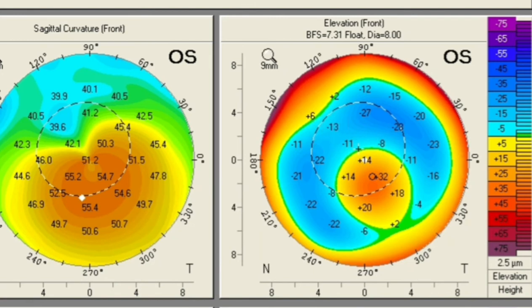So, in the elevation map there is a best fit sphere, that is an imaginary ideal sphere that is preset in the machine. Okay. Now, the machine is comparing that best fit sphere with the patient's corneal shape, and if the cornea is steeper than the best fit sphere, then it is expressed as plus, and if it is less steep, then it is expressed as minus. Okay. So, flatter minus, steeper plus. Okay. And in the color also, hot color steeper, cool color flatter.